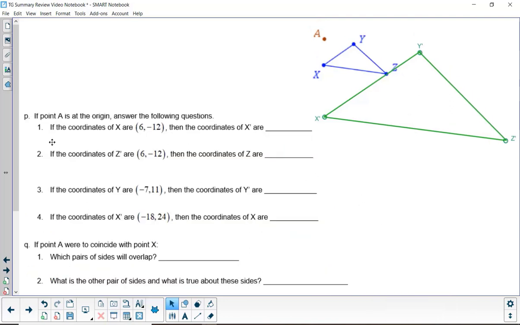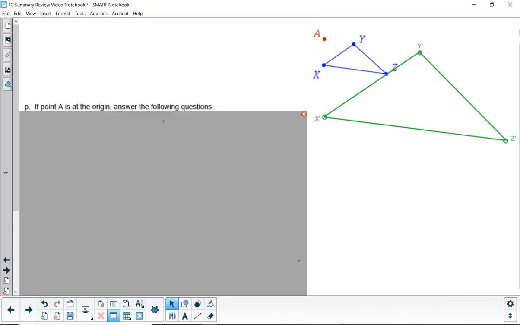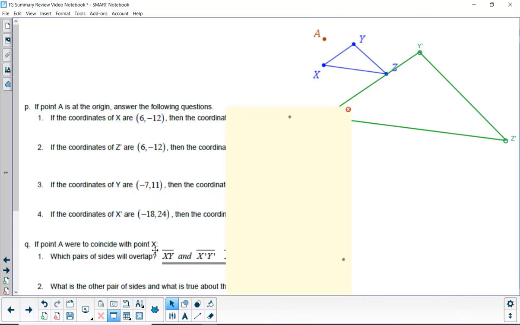So parts P and Q have some hypotheticals. Let's go ahead and look at those. All right, part 1 of P says if X has coordinates (6, -12), then the coordinates of X prime should be triple that.